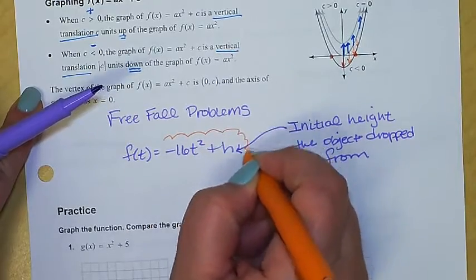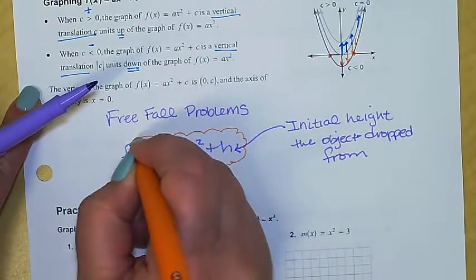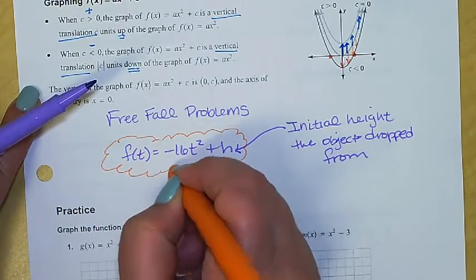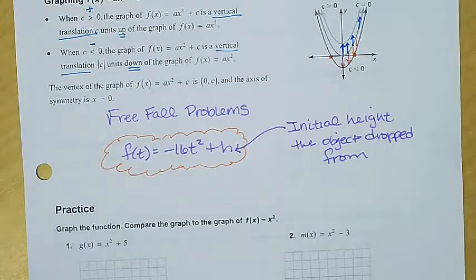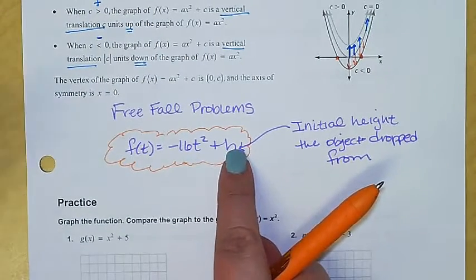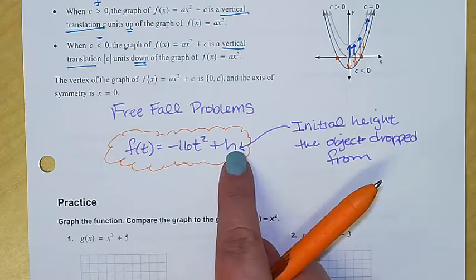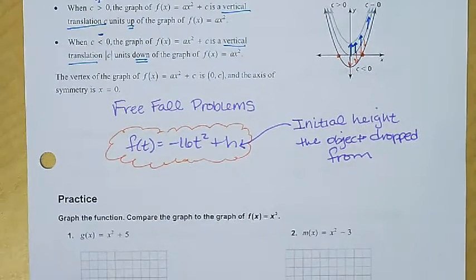So when you have free fall questions that tell you someone dropped their cell phone off of the Golden Gate Bridge, you know, the Golden Gate Bridge is, I don't know, 270 feet above the water. Boom, there's your h value. And then you have your function that you can work from. So we'll do an example like that as well.